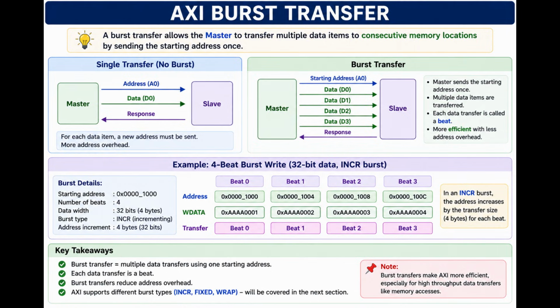Now let's understand one of the important features of AXI, burst transfer. In a normal transfer, the master sends an address and transfers one data item. But sometimes the master needs to transfer multiple data items to consecutive memory locations. So instead of sending a new address for every data item, AXI can send the starting address once and then transfer multiple data items. This is called a burst transfer. Each individual data transfer in a burst is called a beat.